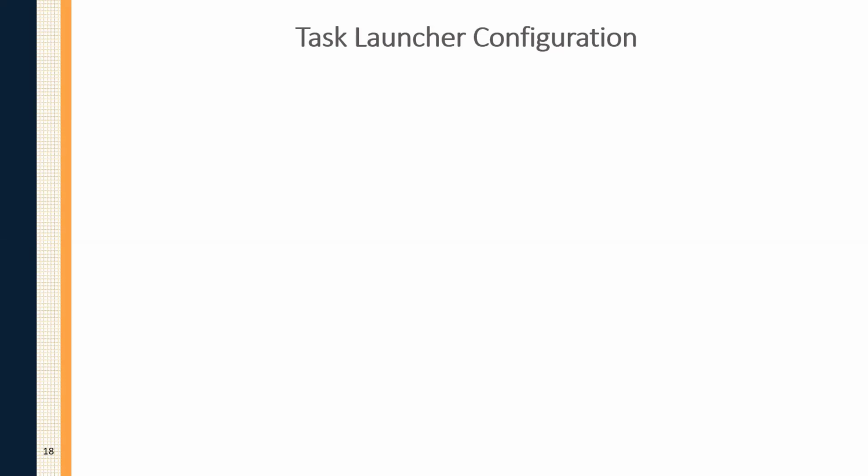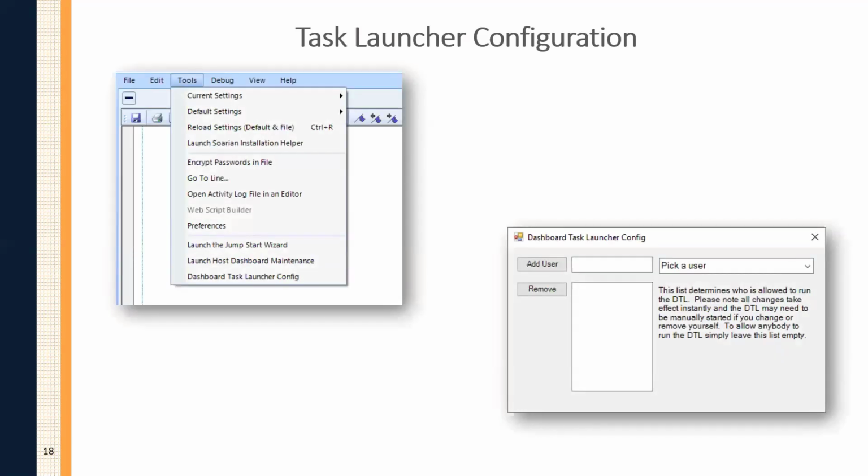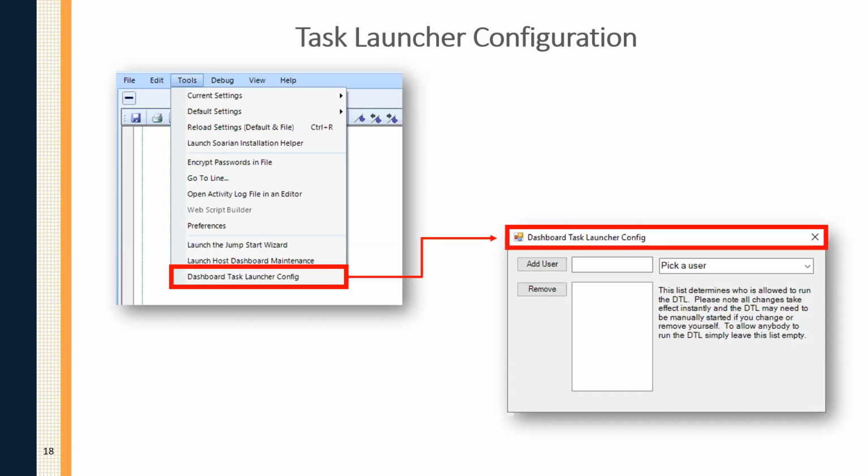So what we've added to EMUE is a task launcher configuration so that we can do that. So where this is located in your EMUE screen, it's up at the top. It's located in Tools. So you just would click Tools, and then now down at the bottom, instead of just having the Jumpstart Wizard and the Dashboard Maintenance, you now have the Dashboard Task Launcher configuration. And what this does is it opens up a little dialog box for you where you're allowed to add a user.